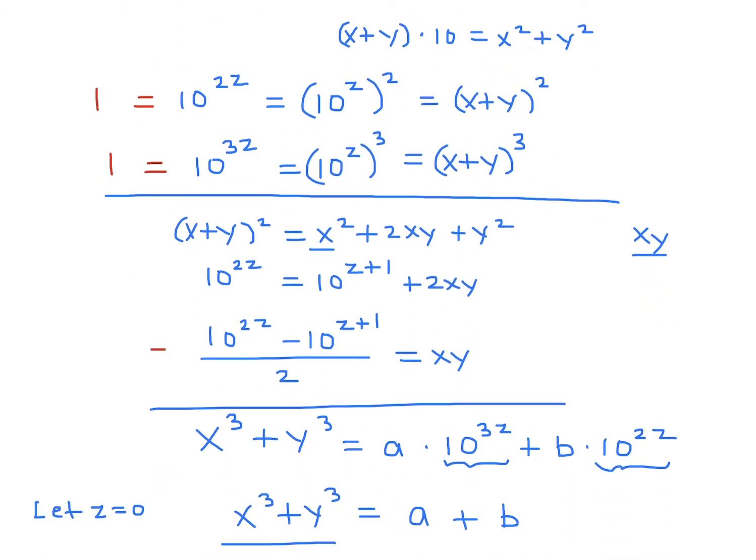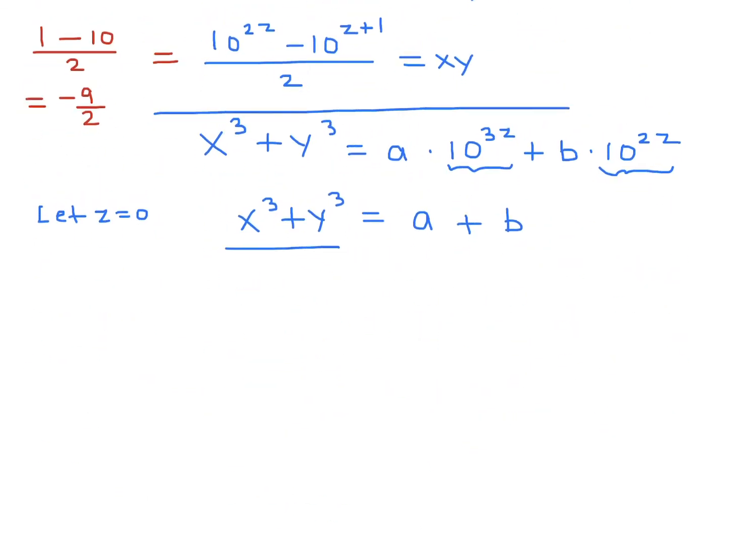And this one right here, xy, will be (1 minus 10) over 2, which is equal to negative 9 over 2. Yeah. All right. Let's go back and figure out what we can get for this guy. Well, (x plus y) to the power of 3 is probably what we're needing to expand to find some sort of a numerical value for that. All right, let's do that.